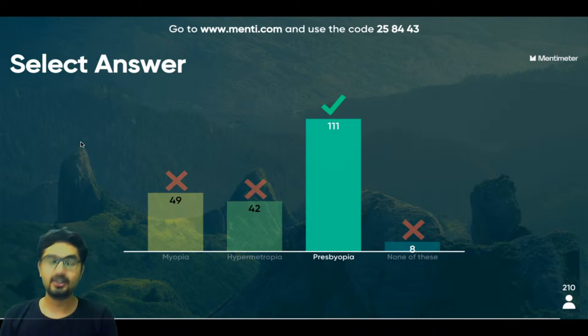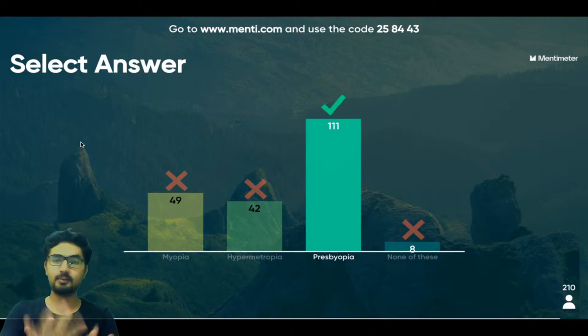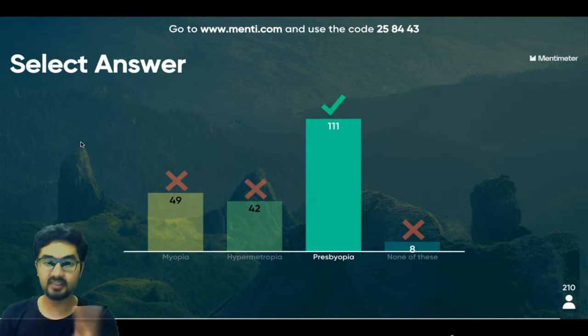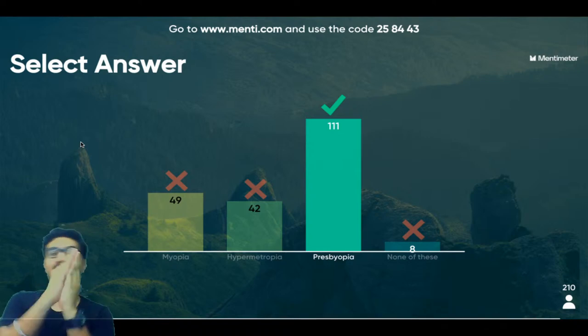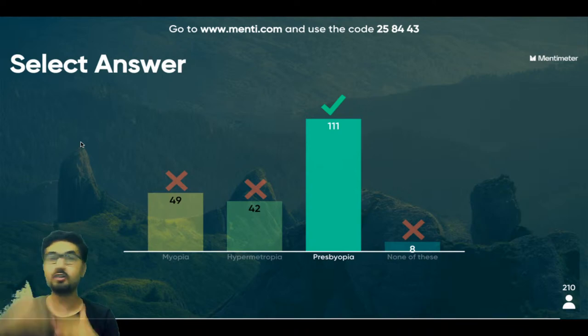Bahut badhiya. So the answer is presbyopia, because presbyopia agar jin logon ko ho jata hai, mostly this problem happens in the aged people, right? So the reason this happens is because now your ciliary muscles are like, nahin, nahin, nahin, ab main sahi se nahin kaam kar sakte. So they have myopia and hypermetropia both. Unhe paas ka bhi dikhna kam ho jata hai aur dur ka bhi dikhna kam ho jata hai. So that's why they take a bifocal lens.